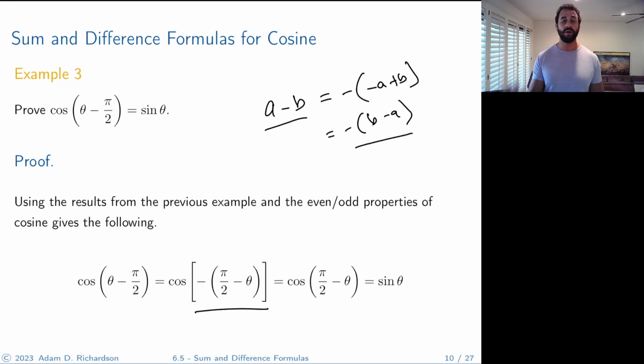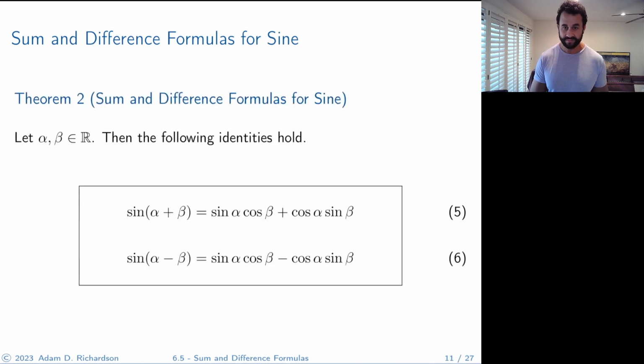But then remember cosine is an even function, so cosine of a negative angle is just cosine of a positive angle. And then previously we just proved that cosine of pi over 2 minus theta is sine of theta. There we go.